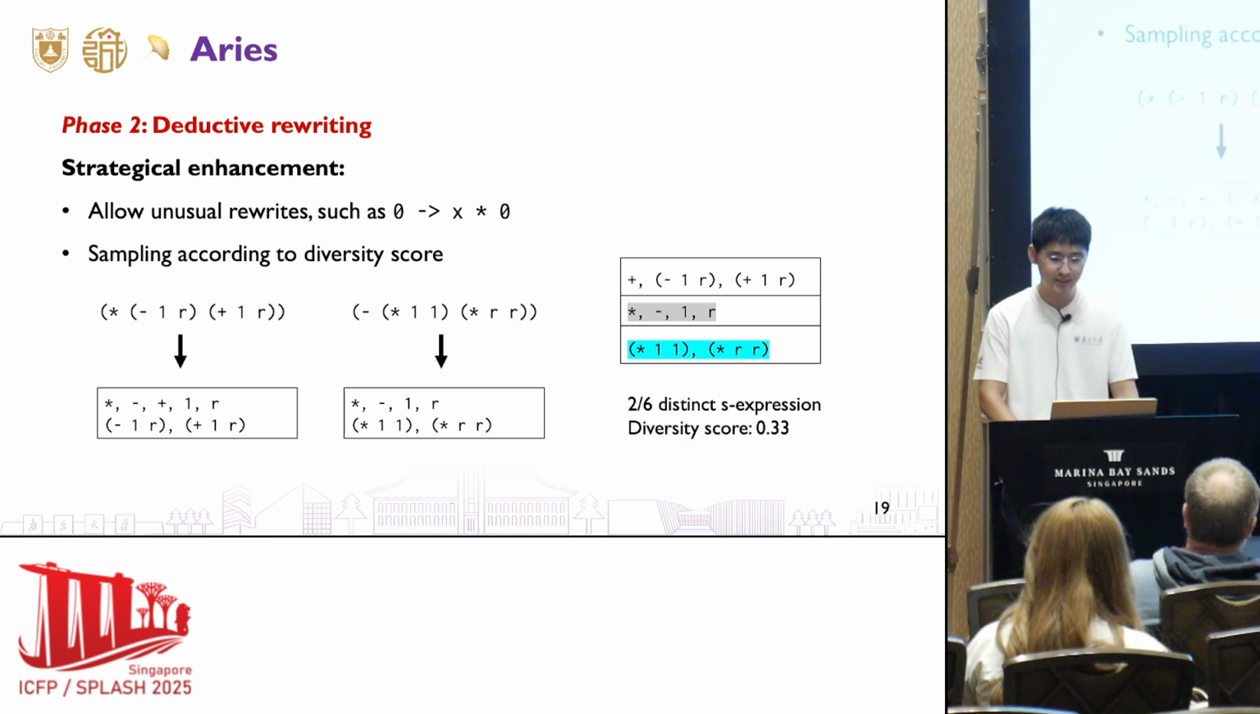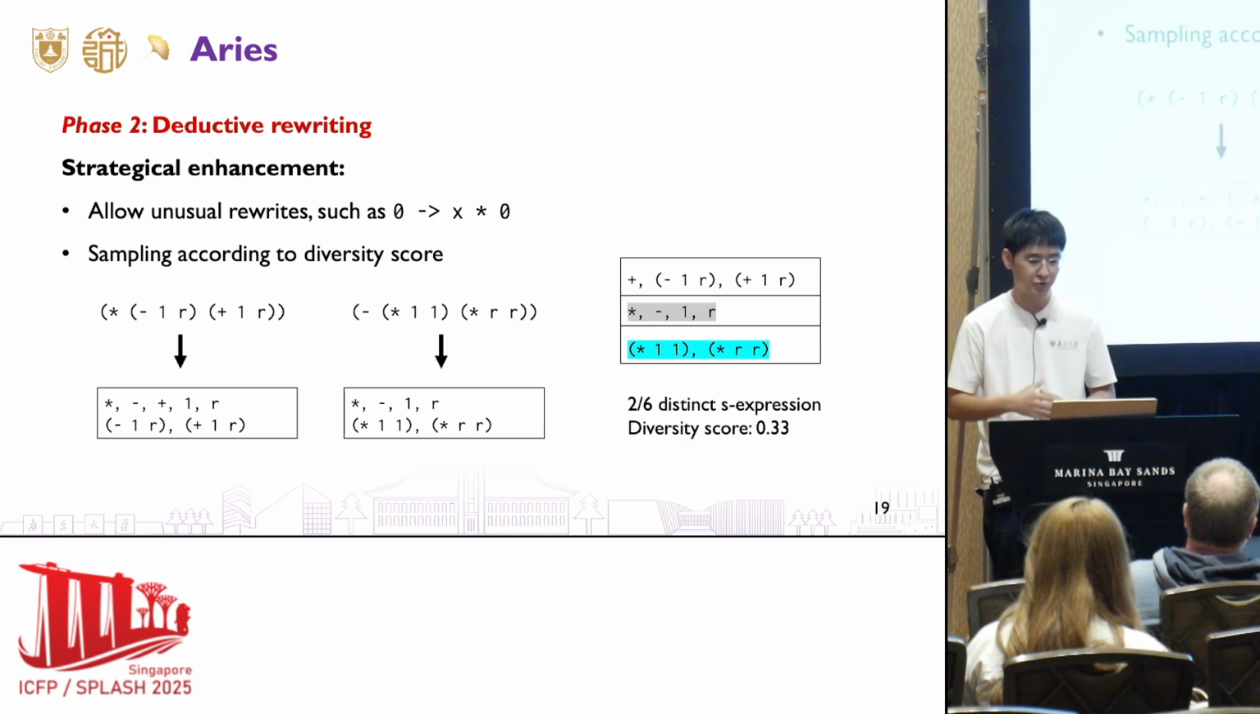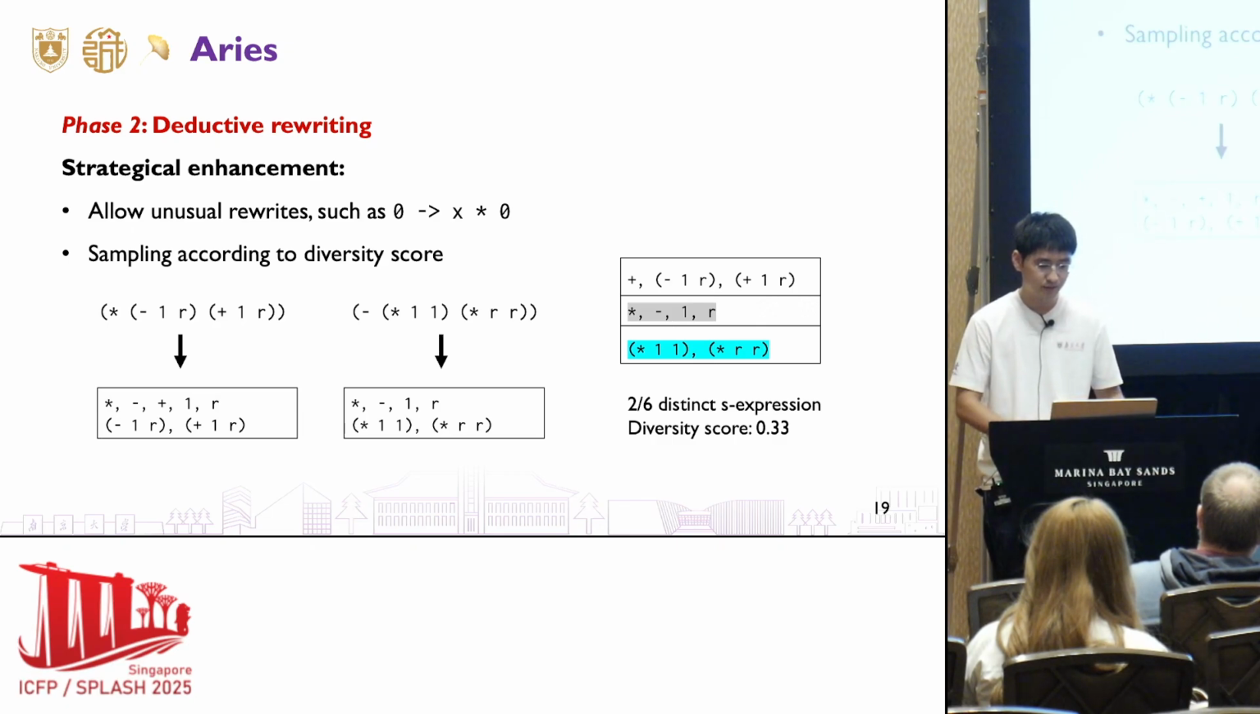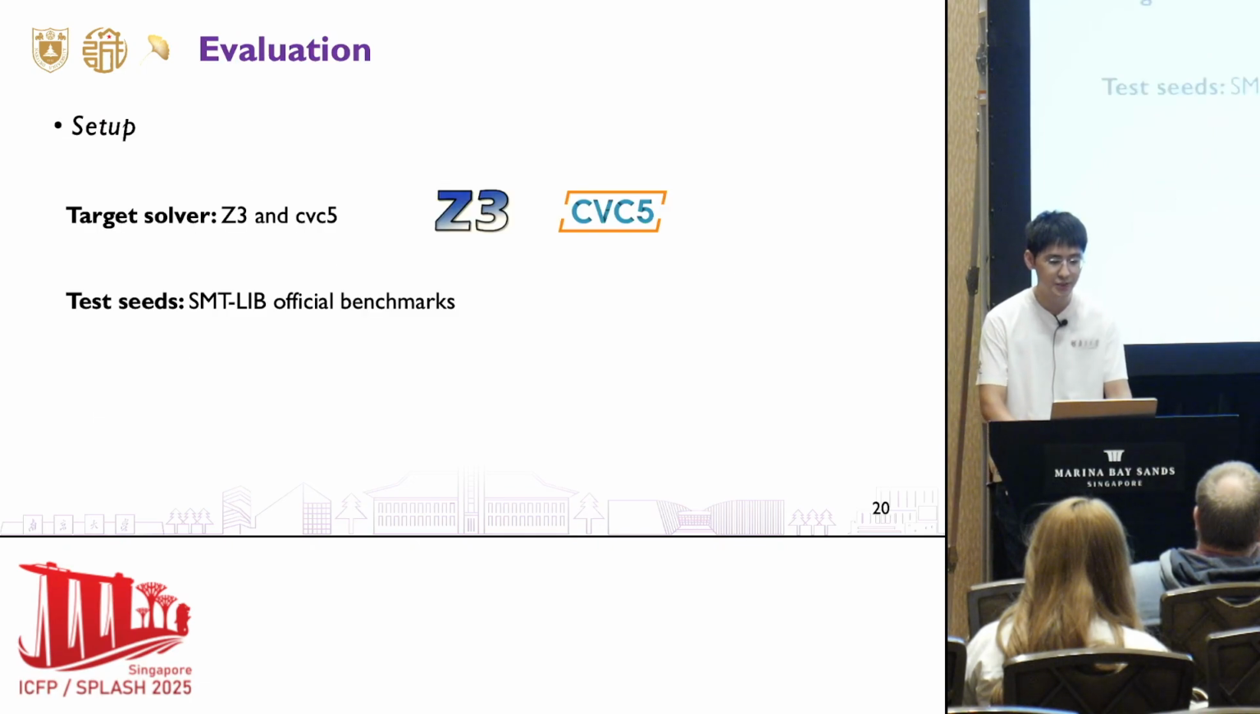Second, we design a sampling strategy for extracting formulas from the e-graph. We give high priority to variants that are structurally different from the original one. This may allow us to trigger more rewrites and improve our ability to find bugs. If you are interested in these technical details, please check our paper for more information.